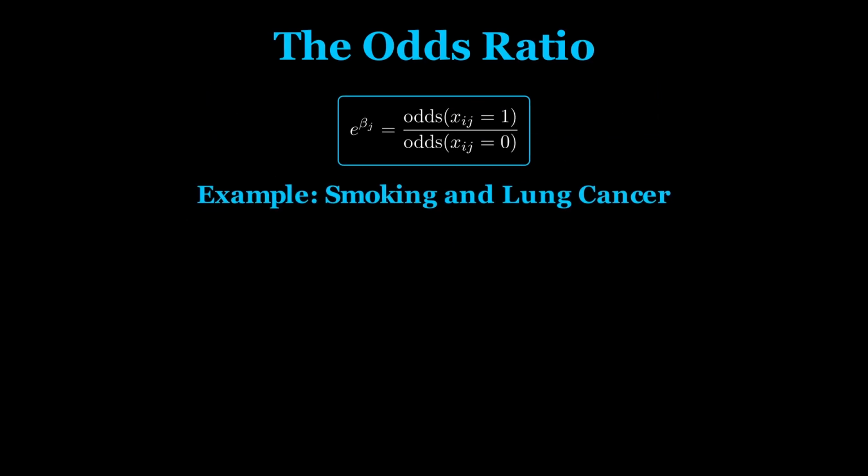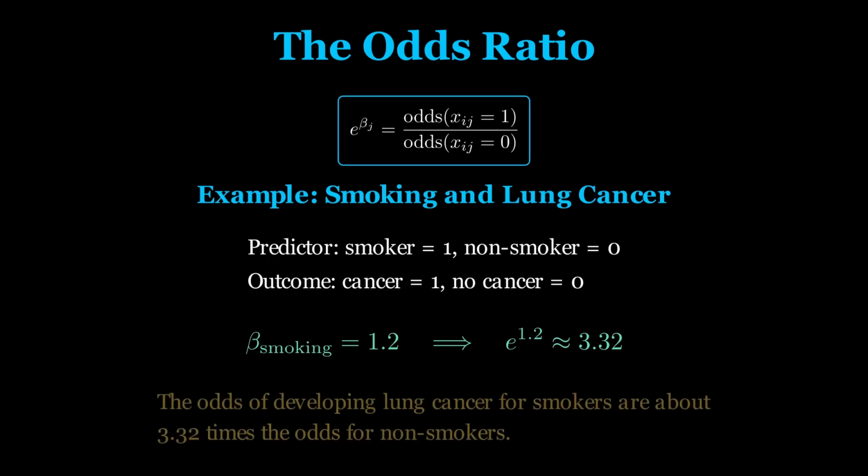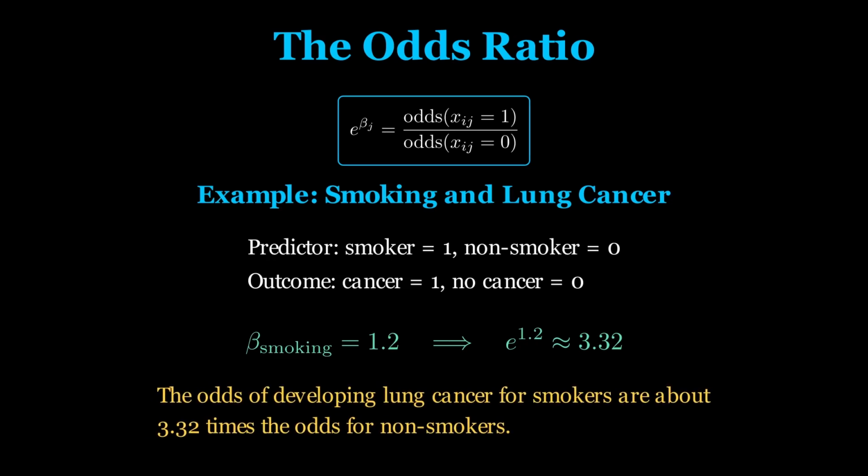Consider a study examining the effect of smoking on the likelihood of developing lung cancer. Smoking is coded 1 for a smoker and 0 otherwise, and the outcome is 1 if the person develops lung cancer. If the regression coefficient for smoking is 1.2, then e to the 1.2 is approximately 3.32. This can be interpreted as the odds of developing lung cancer for smokers are about 3.32 times the odds for non-smokers. So far we've been discussing binary variables.